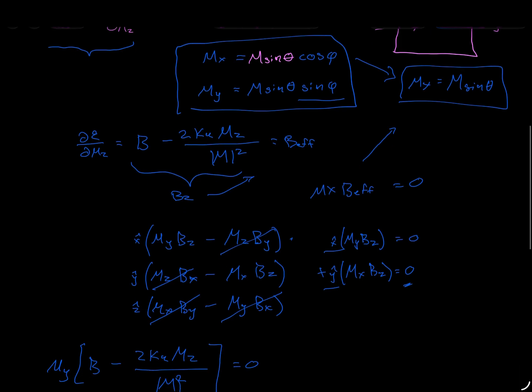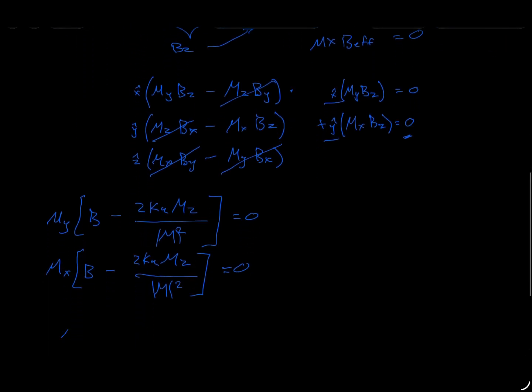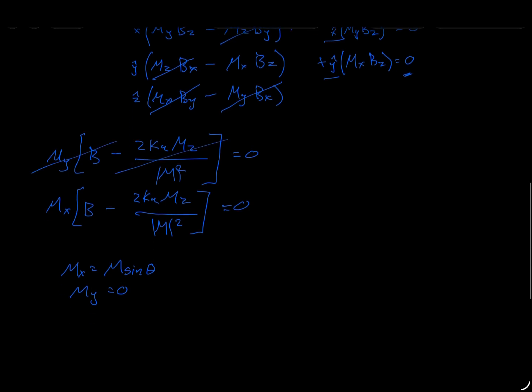Because cosine of 0 is 1. Okay? So let's just write that again. mx equals m sine theta. My equals 0. So this is just 0, so we can ignore that. Now we've simplified a little bit.